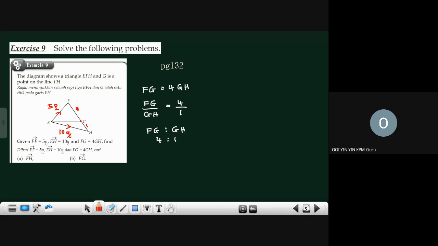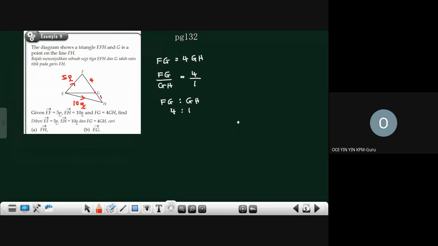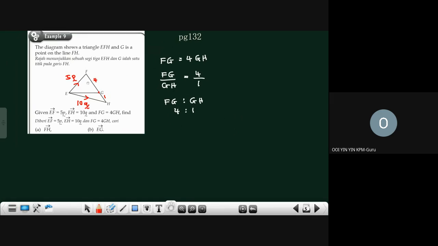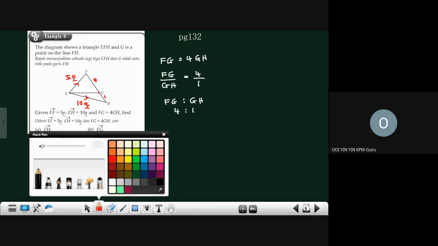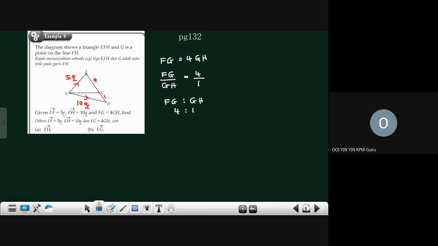Now find FH. Where is your FH? Can you see where your FH is there? That is from here to here, all this is FH. Triangle law. Come, how do we get FH? We can start with, if you want FH, follow the alphabet, it is your F. You have to look at the diagram to see how to get your FH.